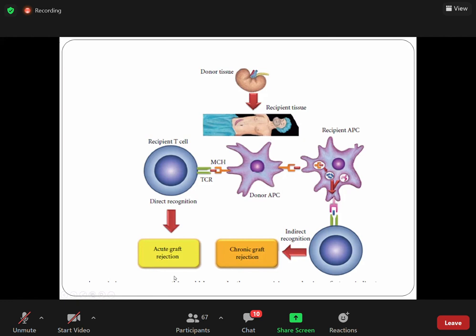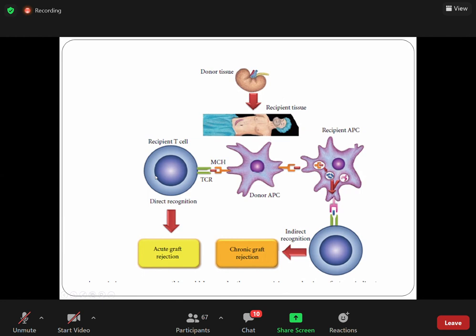What is the direct pathway? These are the recipient cells and these are the donor antigen presenting cells. The recipient immune system attacks the donor cells as foreign bodies. Like these donor antigen cells and these are the recipient, through the MHC complex the immune system reacts, causing acute rejection.